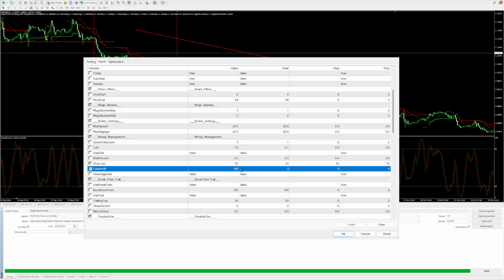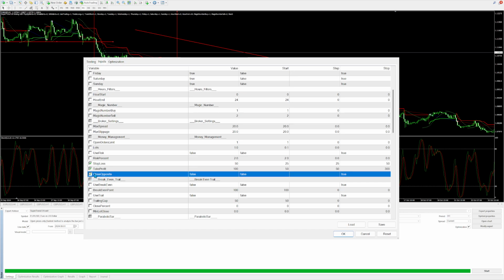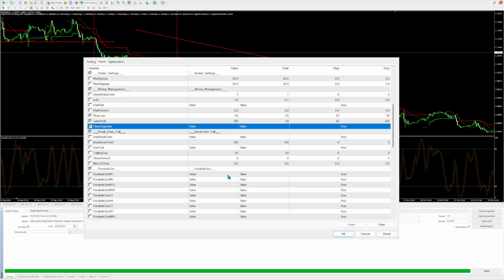Take profit, as I said, I don't really like to use fixed levels, but just for the sake of this video and showing you how to optimize, I will. So we can say take profit, let's start at 50, go up in 50 steps, and we'll stop at 300. So this will optimize 50, 100, 150, 200, 250, and 300. Close opposite, we can click that and we'll optimize that to true or false.